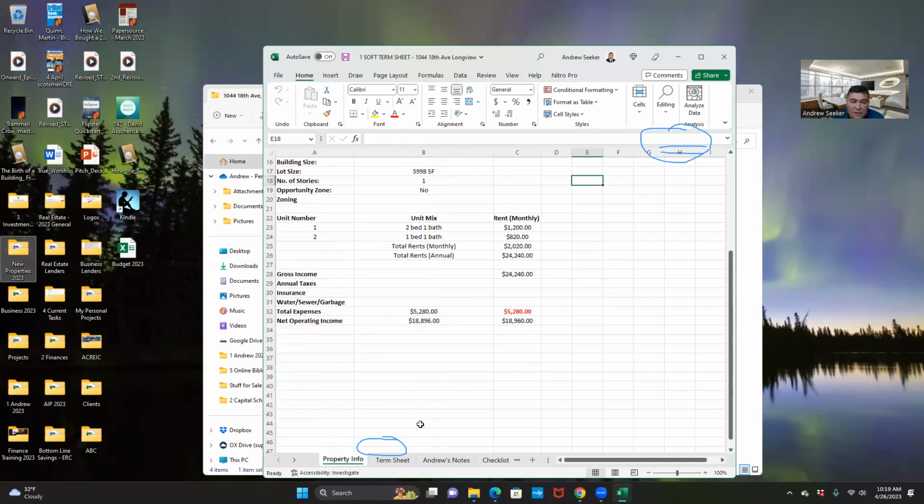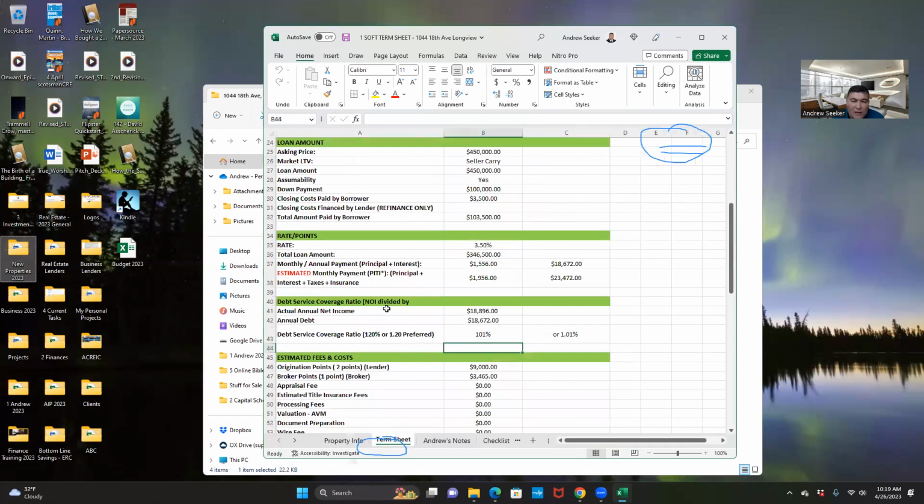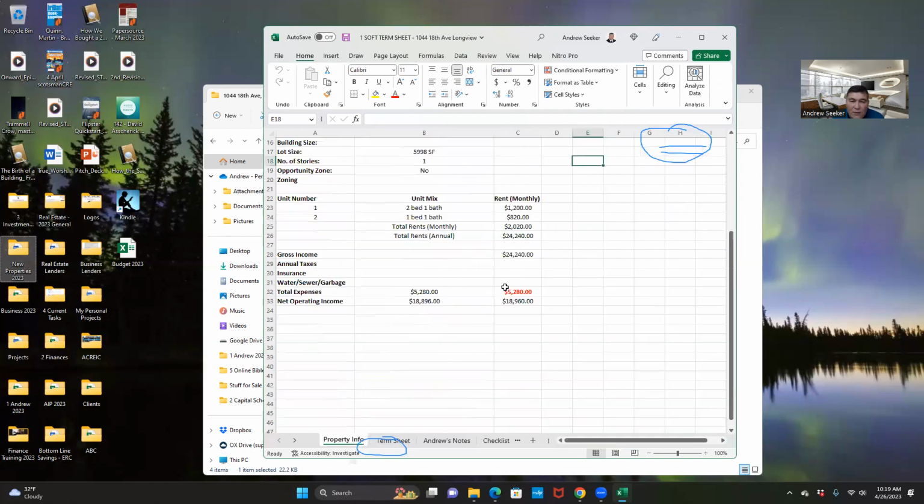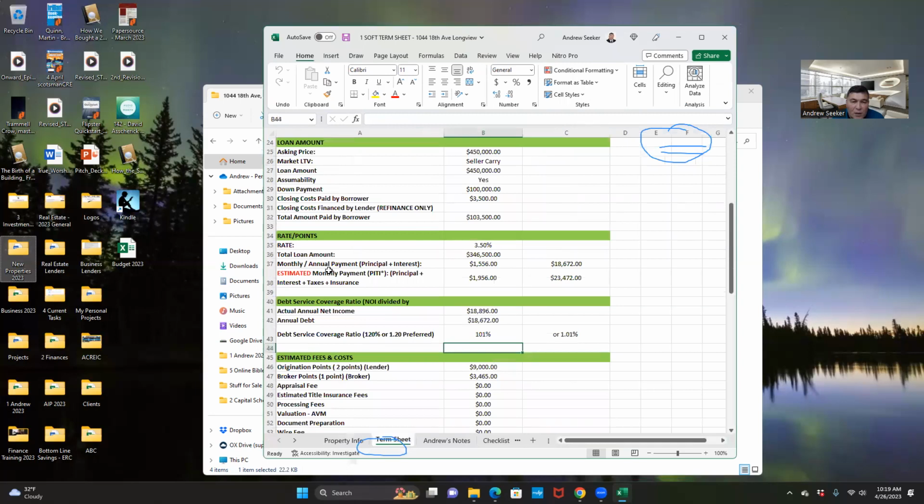Once again, I did the numbers here. That was monthly of 2020. So on the term sheet here, we have a monthly payment of principal and interest of 1556. But when you add the taxes and insurance, it comes in at 1956. So 2020 a month minus 1956 comes out to $64. After we pay our mortgage off our rents, we have $64 left over.